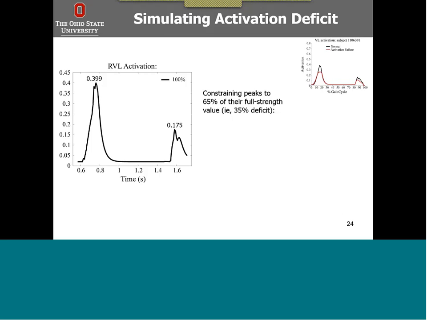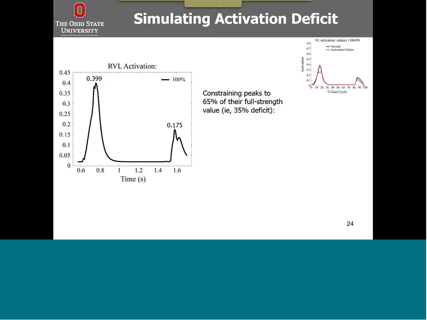However, simulating activation deficit was specific to each of our individual subjects, and so it was a little bit more of an involved process. We chose to constrain peak activations for each of the quadriceps muscles on a subject-by-subject basis instead of applying an overall constraint on the muscle activation. And we did this because the quadriceps are never maximally activated during gait, so applying an overall constraint on the maximum activation wouldn't have resulted in any actual simulated activation deficit.